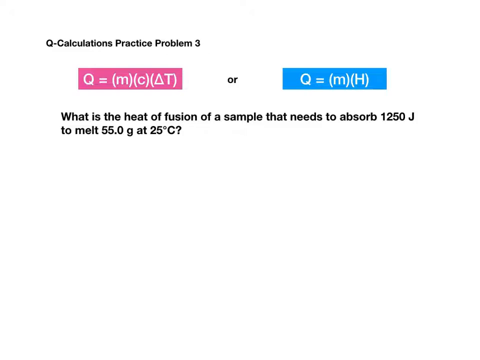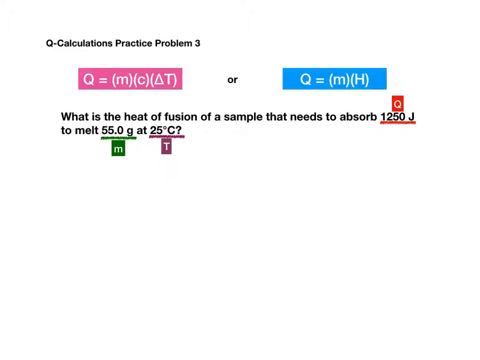The first thing to notice is that there's a value of 1,250, but it's tagged with a J. And if it's tagged with a J, it means that it represents Q. The second value noticed in the word problem is 55.0, tagged with a G, so we readily recognize that as a mass value. Then we see 25 degrees Celsius, which we should recognize as a temperature.